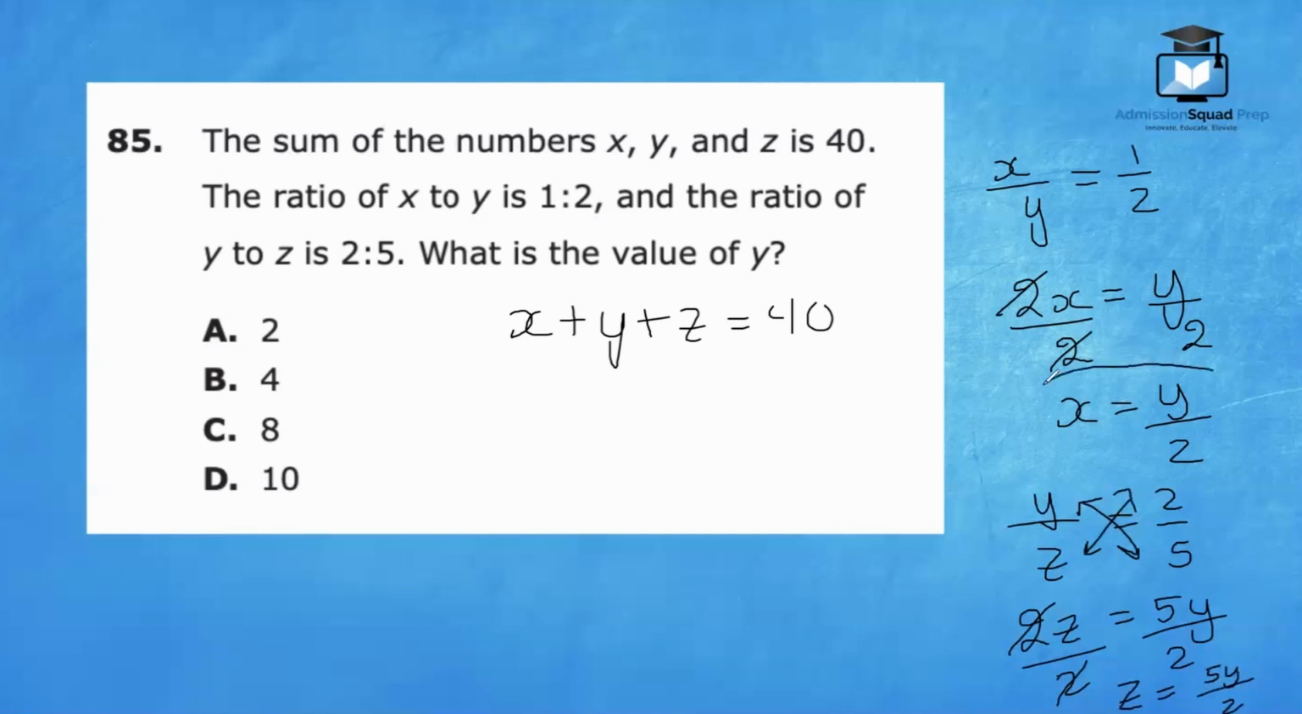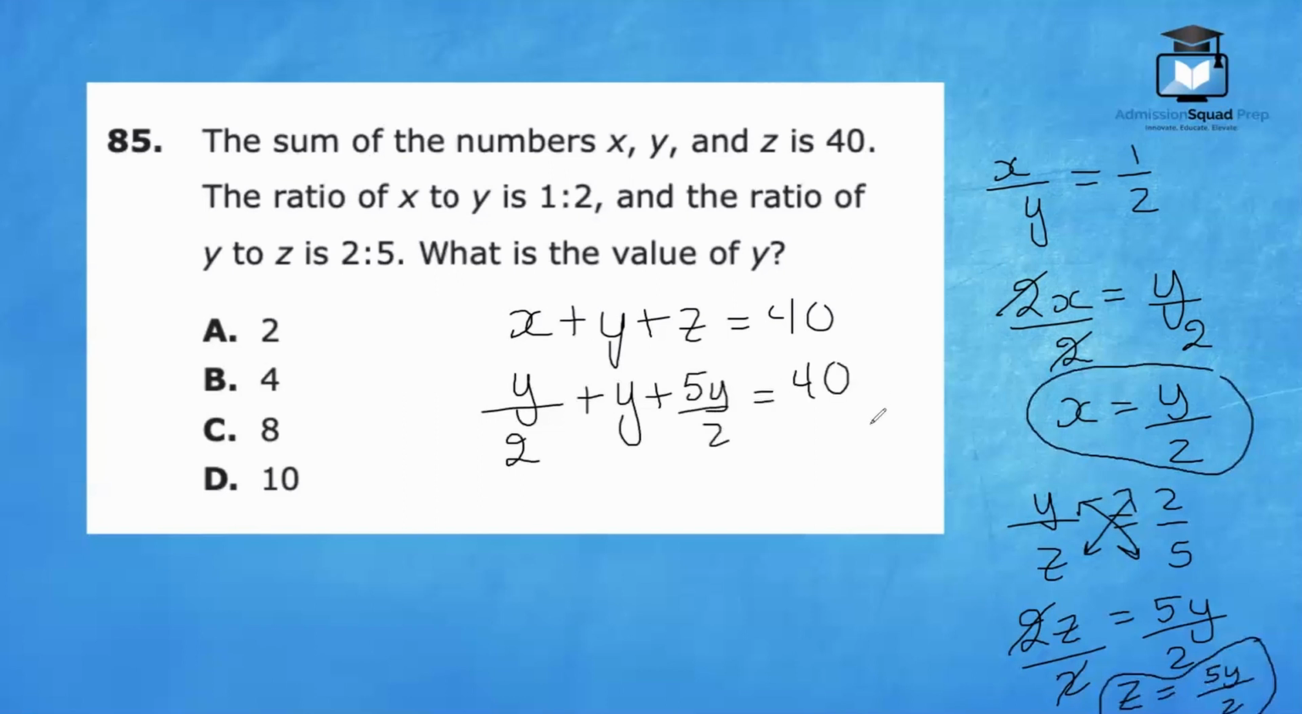Let's substitute these two equations into our ultimate equation over here so that we can have one equation with one unknown variable. Since x equals y over 2, we can write that over here. We're going to add y, and then z equals 5y over 2, which is equal to 40. It might be easier to express y as 2 over 2y.